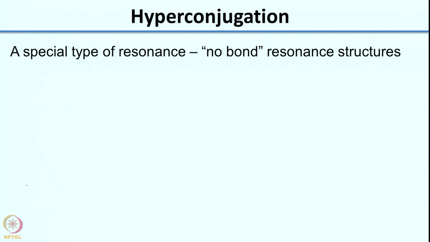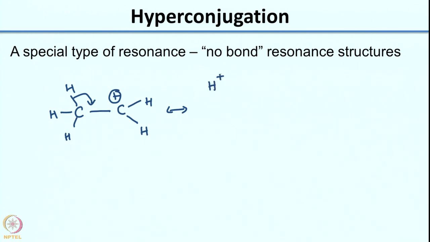Hyperconjugation is a type of no bonded resonance structure. An example would be, if I were to write this structure, I have hydrogen, hydrogen, hydrogen. So I'm looking at this cation. A no bonded resonance structure would look something like this, where essentially I generate an H plus and I have a double bond here.